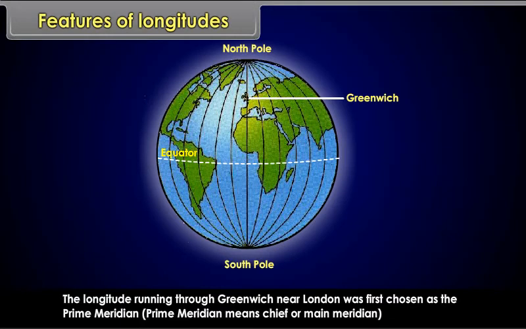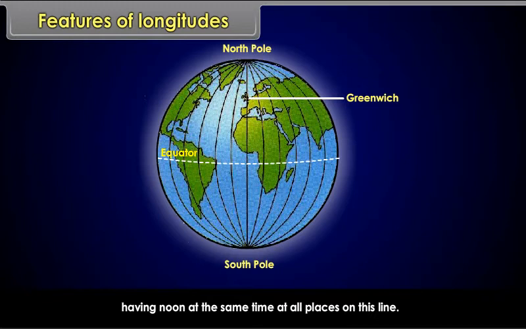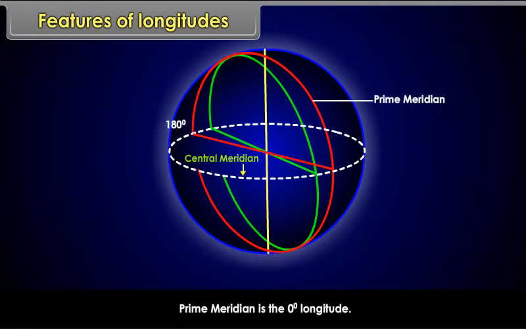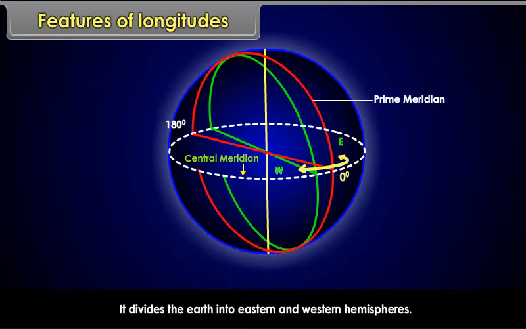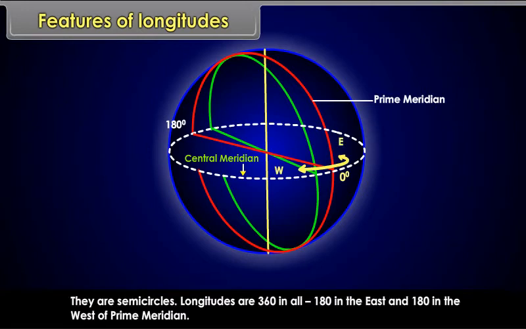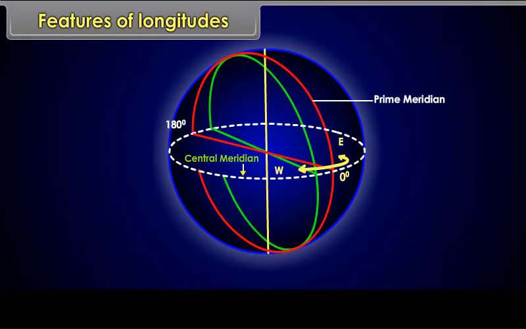The longitude running through Greenwich near London was first chosen as the prime meridian. Prime meridian means chief or main meridian, having noon at the same time at all places on this line. Prime meridian is the 0 degree longitude. It divides the earth into eastern and western hemispheres. They are semicircles. Longitudes are 360 in all, 180 in the east and 180 in the west of the prime meridian. 180 degrees east and 180 degrees west is one longitude.